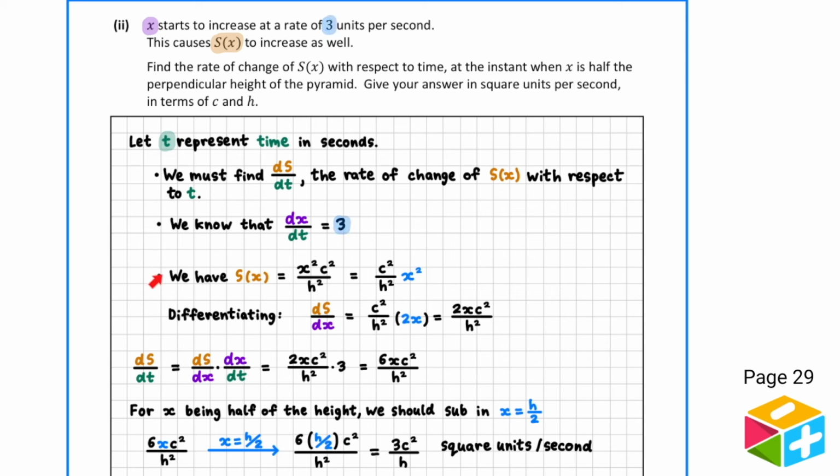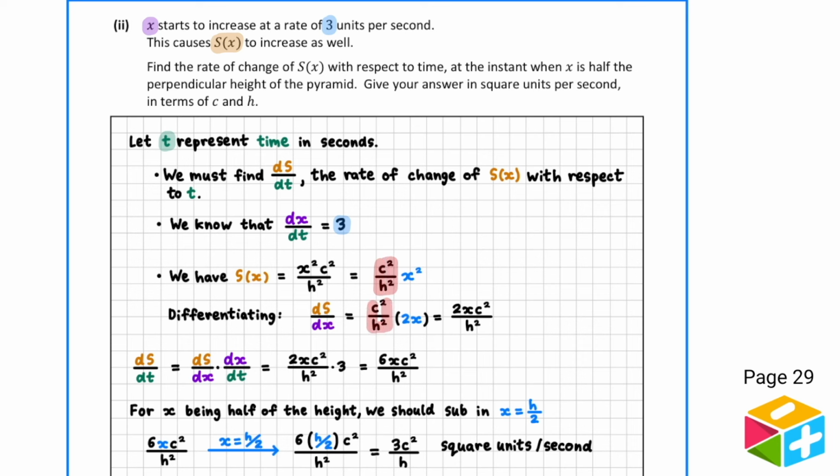On the previous page, we were given an expression for s of x. It's equal to x squared c squared divided by h squared. This can be rewritten as c squared over h squared times x squared. If we differentiate this expression, we can find the rate of change ds/dx. c squared over h squared is a constant.